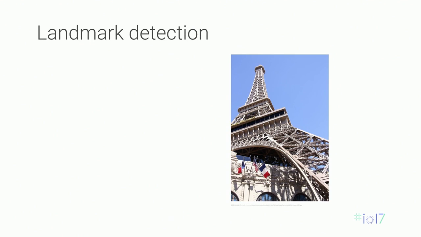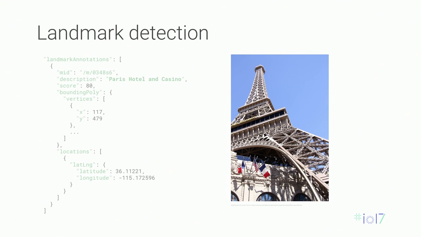The next JSON response I want to show you is landmark detection. So everyone knows what this is, right? This is the Eiffel Tower in Paris. It's actually not. I was fooled too, don't worry. It is the Paris Hotel and Casino in Las Vegas. So I wanted to see, could the Vision API spot the difference? And the answer was yes. With 80% confidence, it's able to identify this as the Paris Hotel and Casino in Las Vegas, and we get the latitude, longitude coordinates of that landmark.